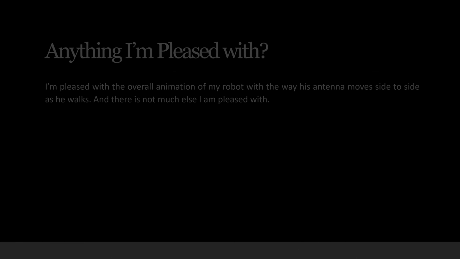Anything that I'm pleased with. I'm not that pleased with my design as it's kind of basic and low end, but I am pleased with the overall animation of my robot. Like I said, I wanted to go further, but I am pleased with the animation of his antenna moving side to side as he walks and the timing of it. And there's not very much else that I'm proud of. I am pleased with the fact that I've managed to get it all done in such a short amount of time, but I do think there are lots of improvements that I need to make.